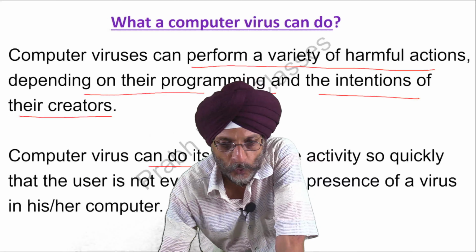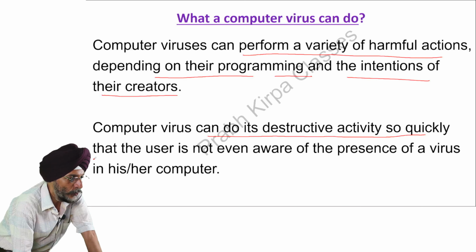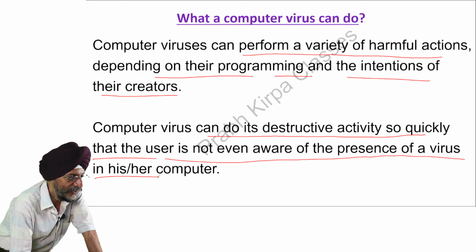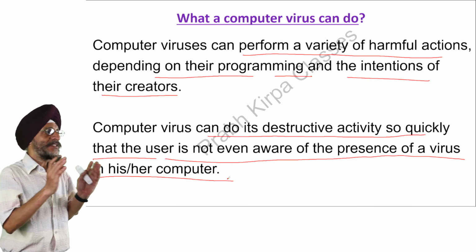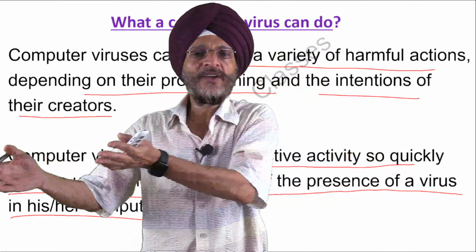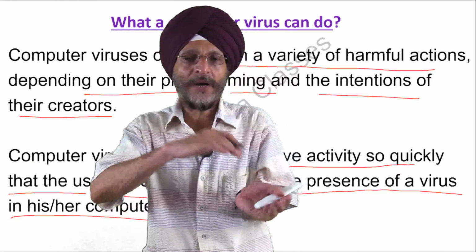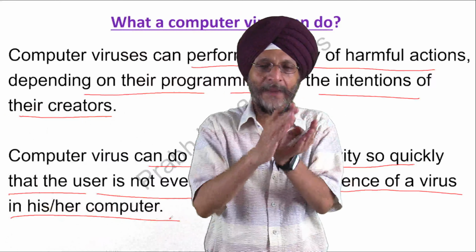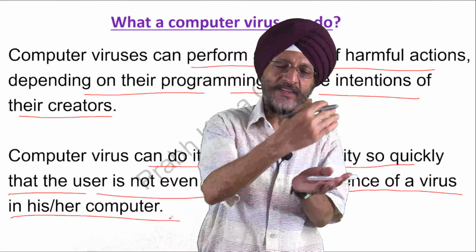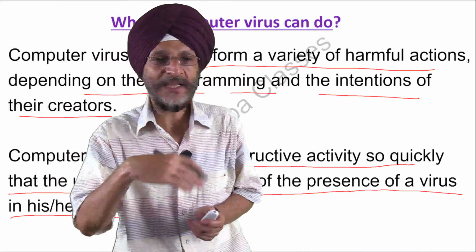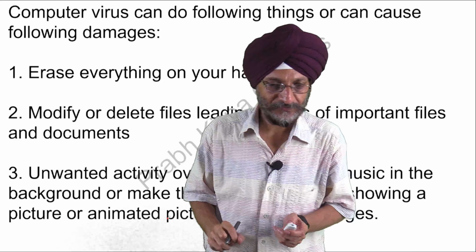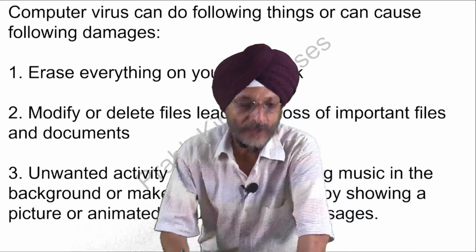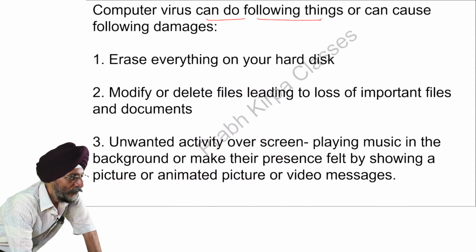A computer virus can do its destructive activity so quickly that the user is not even aware of the presence of a virus in his or her computer. It means that the person using the computer may not be aware of the virus in the system, but the virus will act so swiftly that it will damage the computer system or delete the entire files or data present on it. A computer virus can cause the following damages.